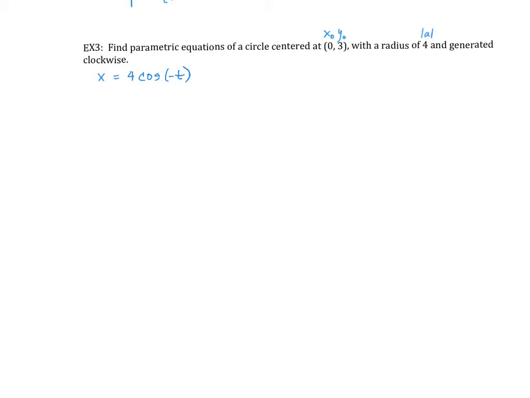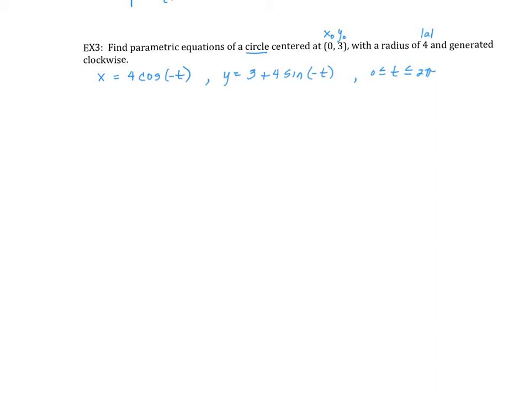Again, I could also just change it to a sine and keep the t positive, but I'll leave it this way. My y value is going to be the y sub 0, which is 3. I'm going to keep my a value as a positive 4 and do a plus 4. And to change it from counterclockwise to clockwise, I'm going to replace the t with a negative t. And then this is a full circle, so my t values are going to go from 0 to 2 pi. So this is just one way I could describe this.